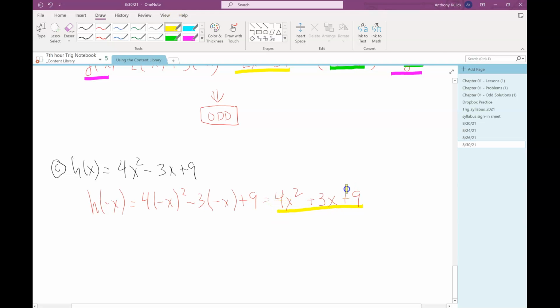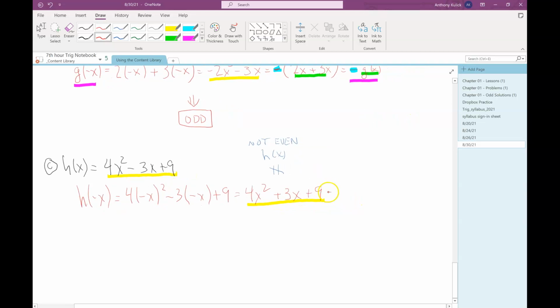I'm going to compare this to the original. Are they the same? No. One of the signs is different. Oops, so I know that this is not even. Everybody follow that?